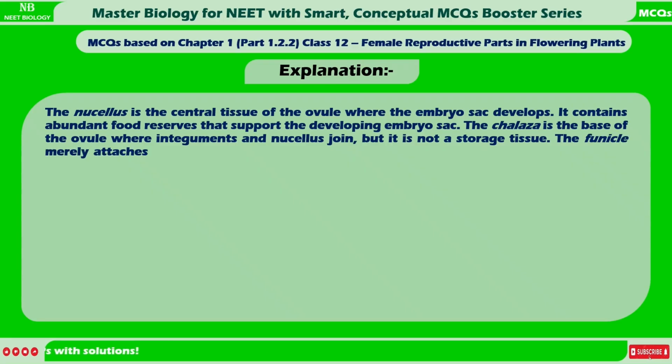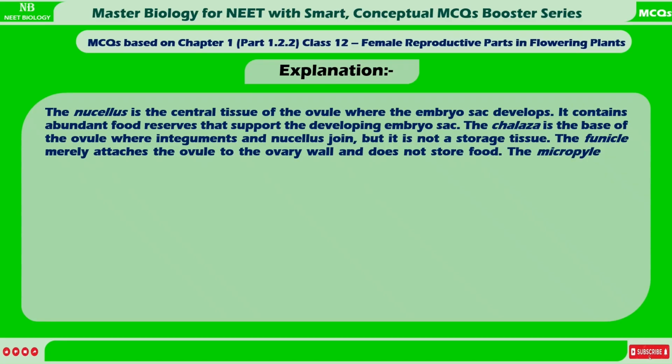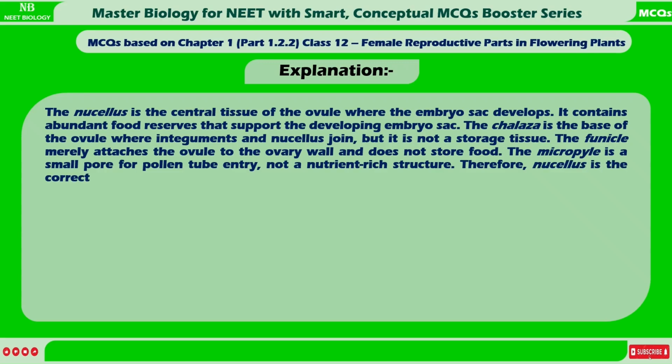The funicle merely attaches the ovule to the ovary wall and does not store food. The micropyle is a small pore for pollen tube entry, not a nutrient-rich structure. Therefore, nucellus is the correct answer due to its role in storing reserve food.